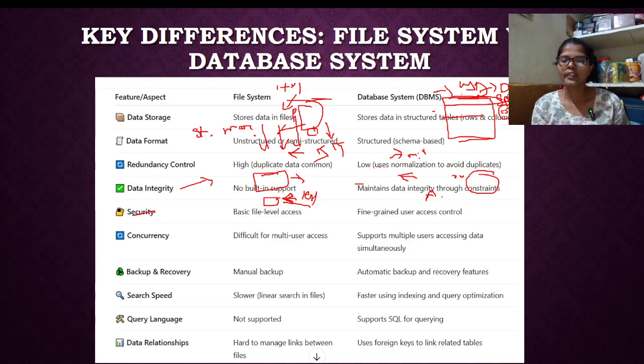Like if you take Instagram, you are a user, right? You can access only the details of your own account. You cannot access other account details. If you are an admin, you have the data of all the Instagram users. That is what is called DBMS. So you can maintain that access control using DBMS.